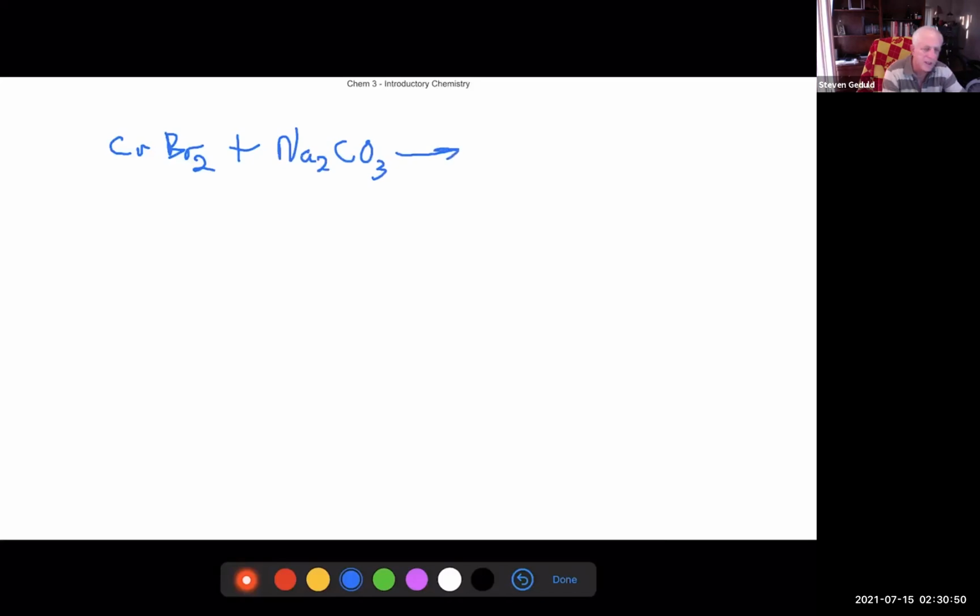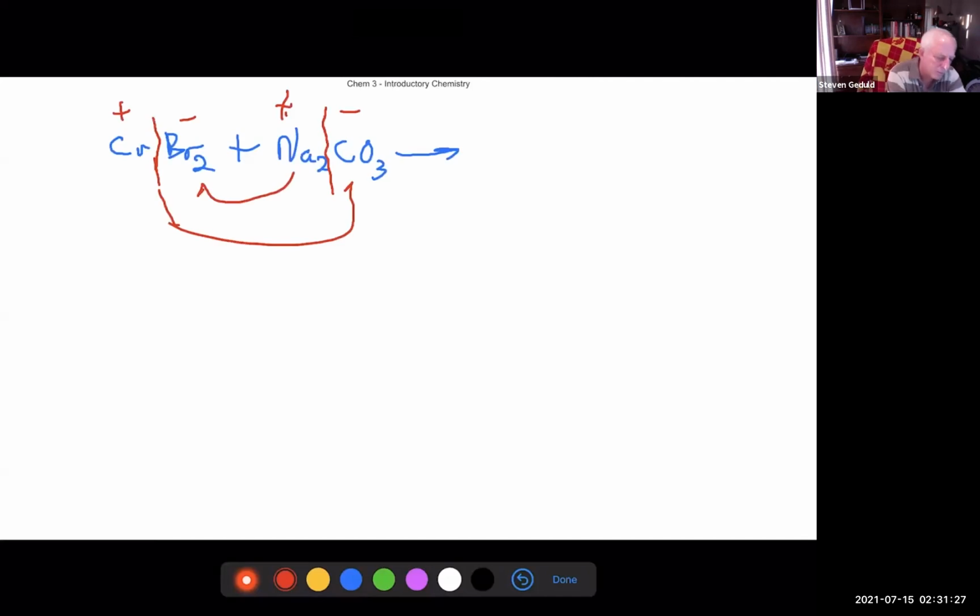Okay, those are both aqueous. Remember how we do that? We divide it. This is our positive side, negative side. Positive side, negative side. And we're going to switch. The positive combines with the negative. Positive combines with the negative.